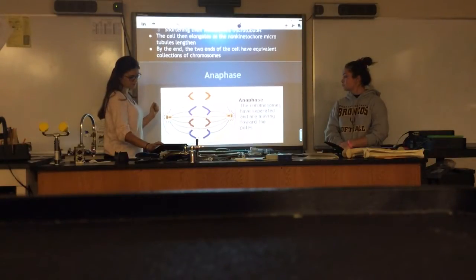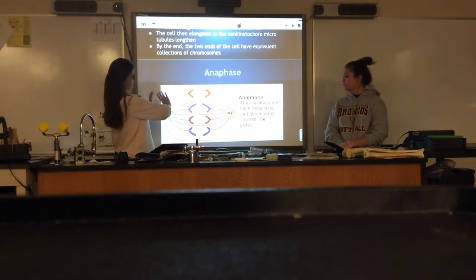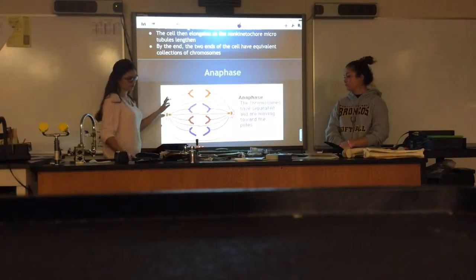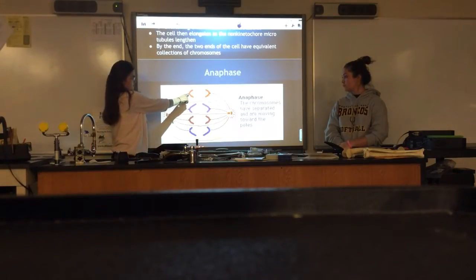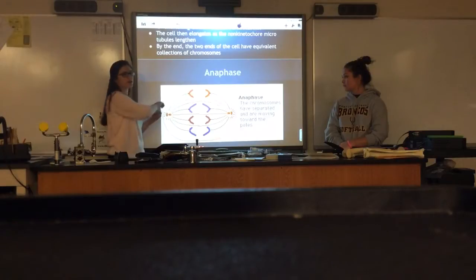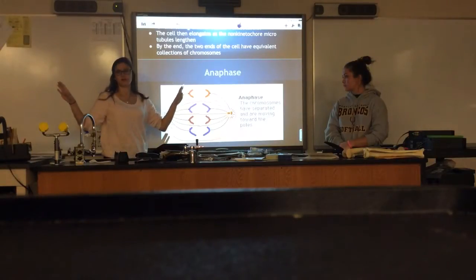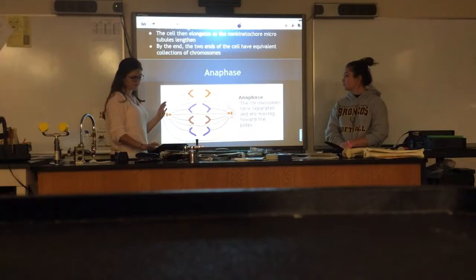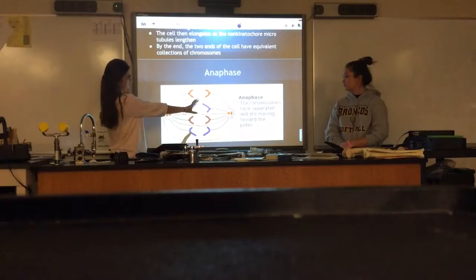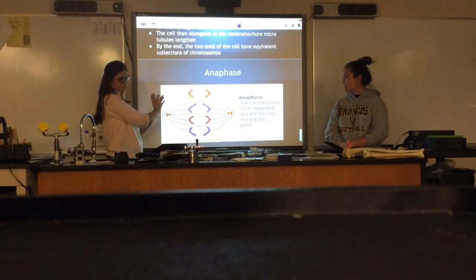Also, the cell in anaphase starts to get longer, so it elongates the non-kinetochore tubules. These lines that go all the way across get longer, and the ones attached to the sister chromatids get shorter as they pull closer to the opposite poles. Does everyone understand that? And then by the end, you have two equal sets of chromosomes on each side.